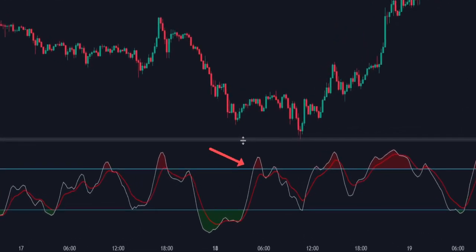So this white line right here is called the stochastic oscillator. Its main purpose is to identify the position of the current price in relation to a recent trading range. Next, we have this red line right here. It's basically an exponential moving average, or EMA. By comparing the EMA to the stochastic oscillator, this indicator is able to determine the beginning of buying or selling momentum based on the crossovers of the two lines. Next, we have these green and red background fields.